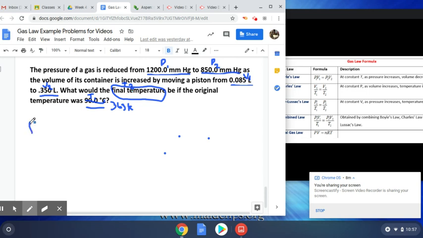The combined gas law is called that because you're pretty much just smushing all the other gas laws together, except for the ideal gas law. Boyle's, Charles's, and Gay-Lussac's all get smushed together so that they look like this.